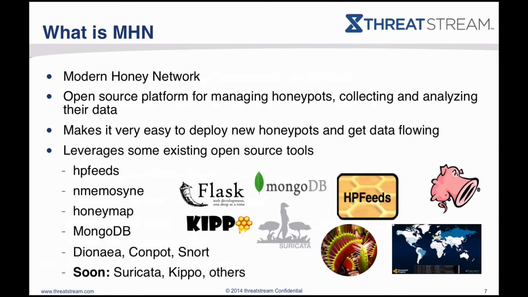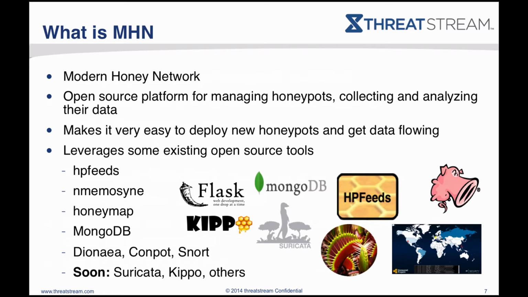So what is MHN? MHN is the Modern Honey Network. It's an open source platform for managing honeypots, collecting and analyzing their data. It makes it easy to deploy honeypots and get the data flowing very quickly. We built it using some existing open source tools, and we also added our own.